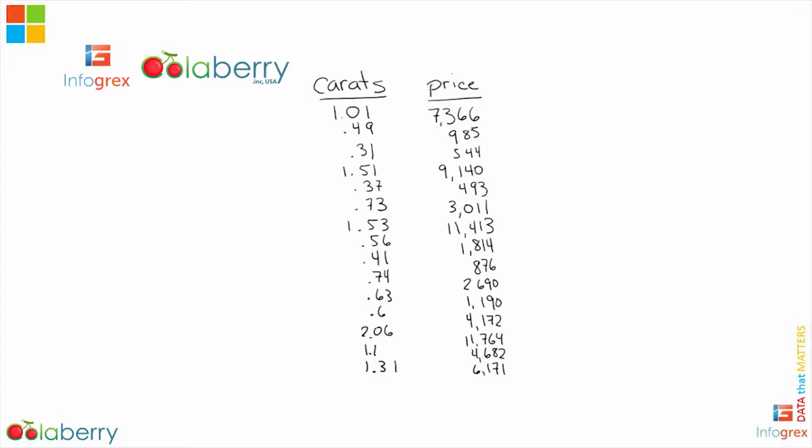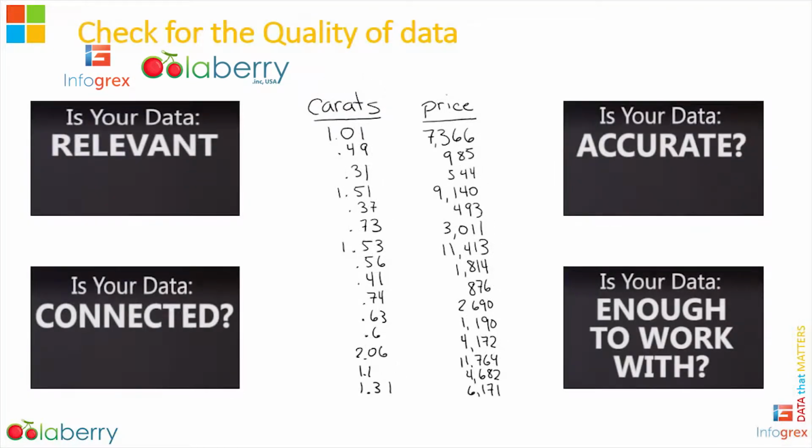First, you check the quality of the data. As I said, there are four questions. One, is it relevant or not? Yes, it is: carats, and that is the price. So it is making sensible information. So the data is relevant. Is your data connected or not? Yes, it is. Every row has a full tuple, so definitely it is connected.